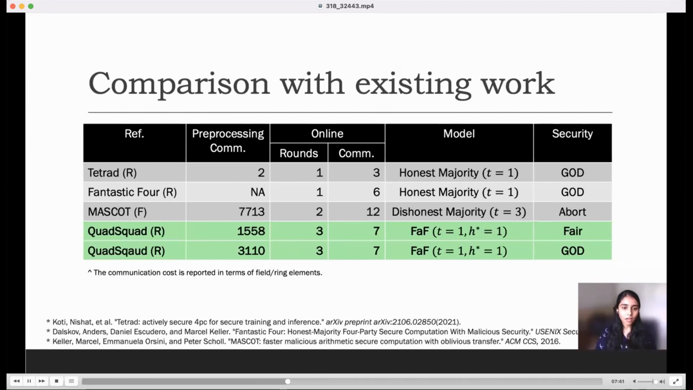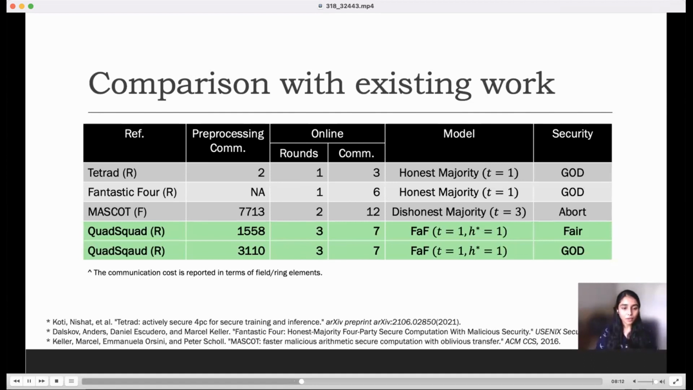And we note here that our FAIR as well as GOD protocol have a comparable online cost to that of the state-of-the-art honest majority protocols of Tetrad and Fantastic 4. Although the pre-processing cost in our case is higher, this is justified by the necessity of OT, which we have already proven. And additionally, our protocol also tackles a stronger adversary compared to the honest majority. That is, it has one additional semi-honest corruption which it can handle.